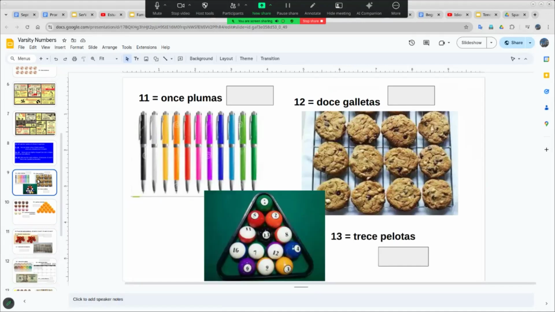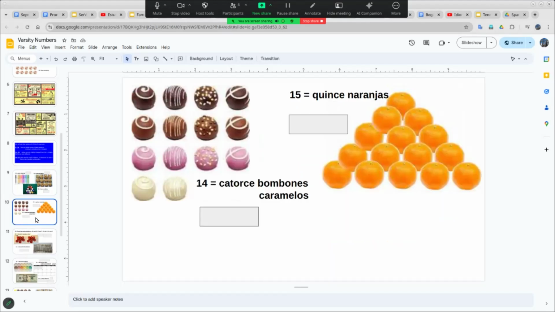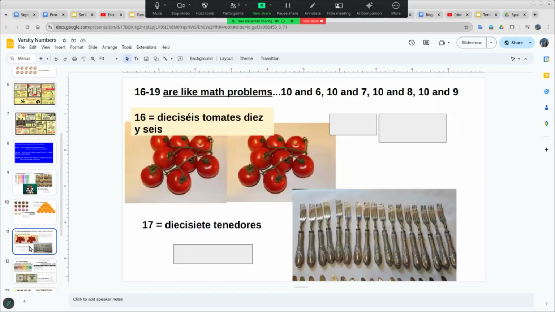So we go from once, 12, 13, 14, 15. That's our next block. These are the initial teen kind of numbers, yeah? And bien. Okay, now we get into the next block up to 20, and they sound like kind of math problems, yeah?